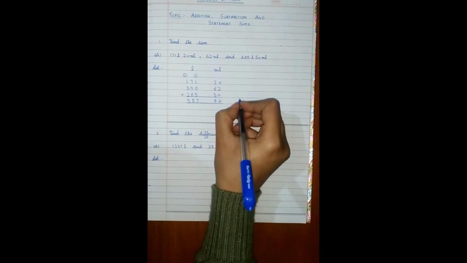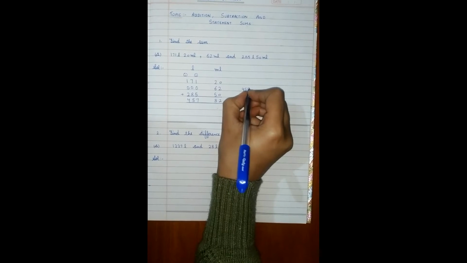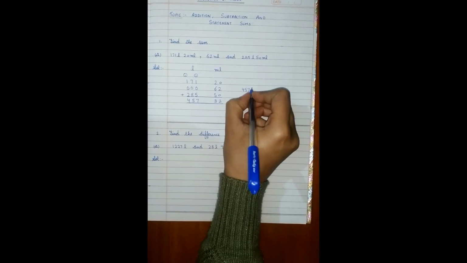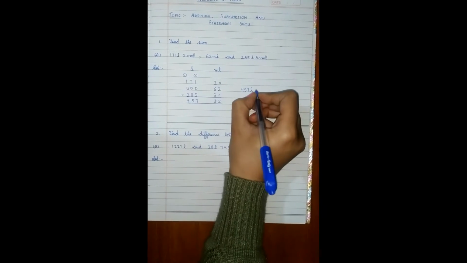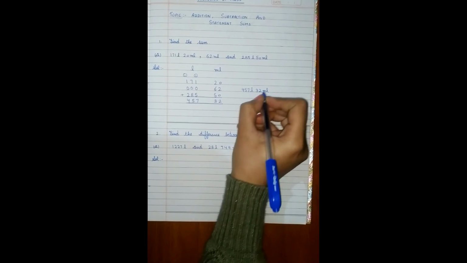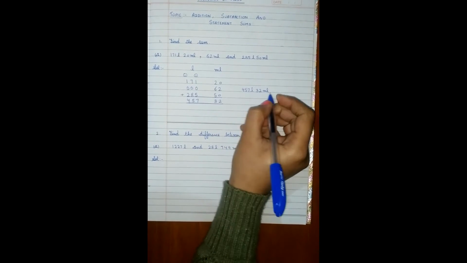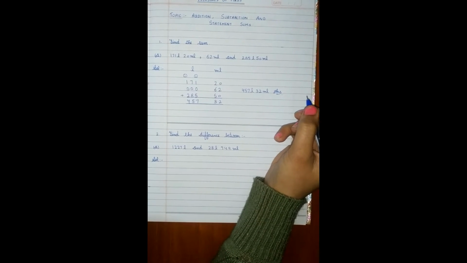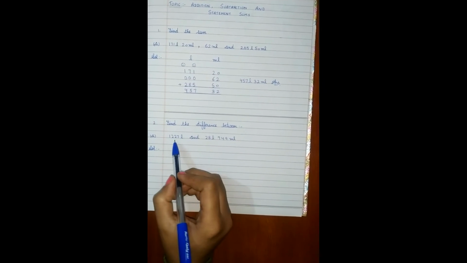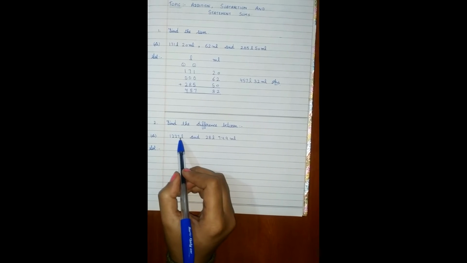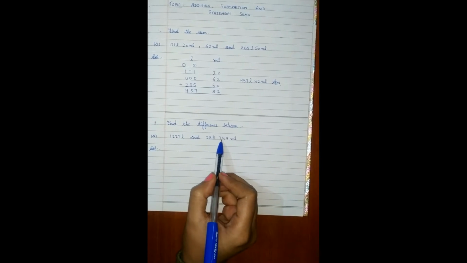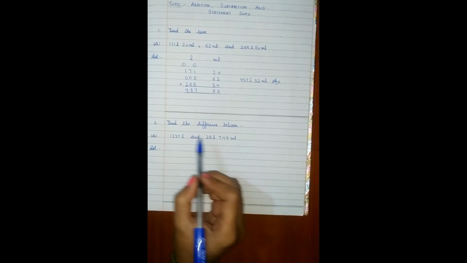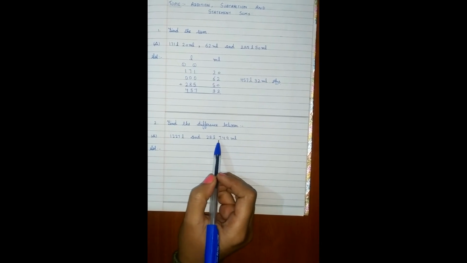So you can see here, 457 liter, write it here. 32 milliliter, write it here. So 457 liter, 32 milliliter is our answer. Next question is find the difference between 1227 liter and 28 liter 749 milliliter. So you can see here also the same units are there.